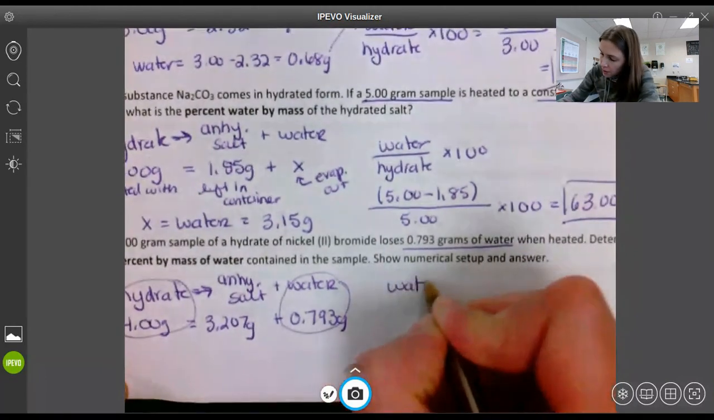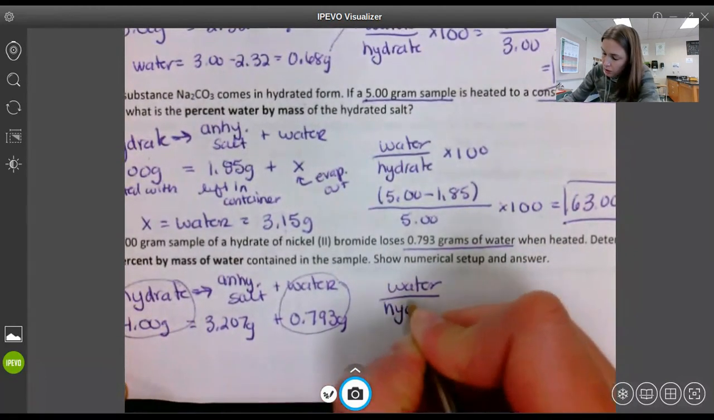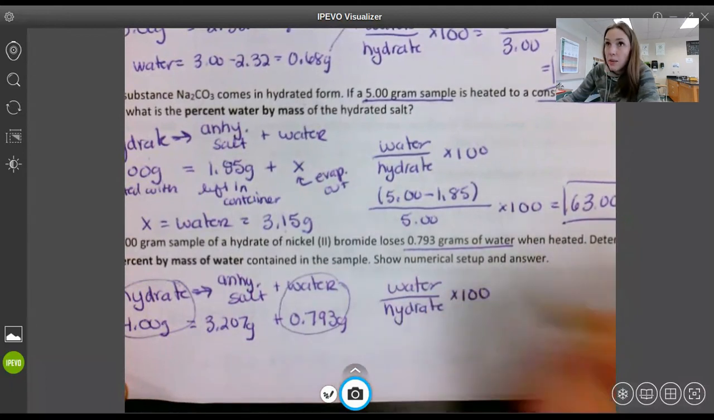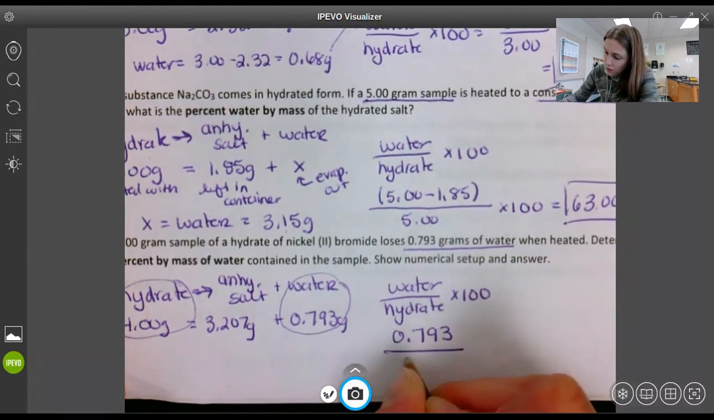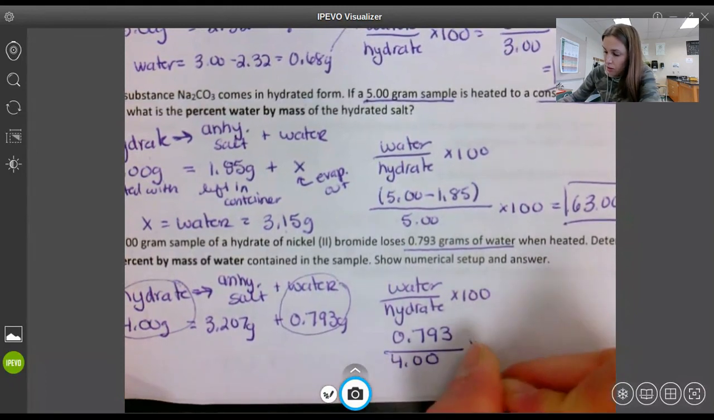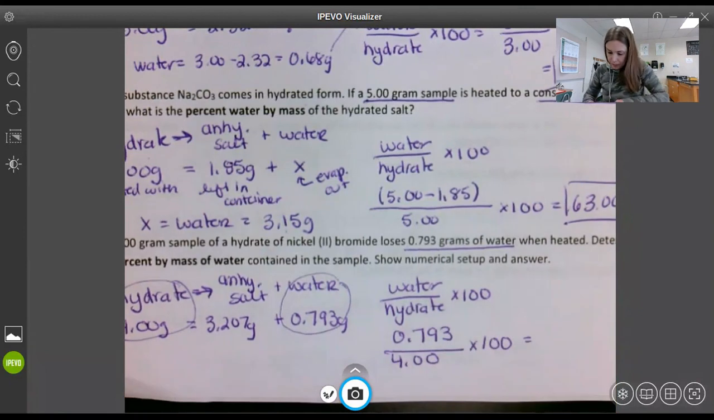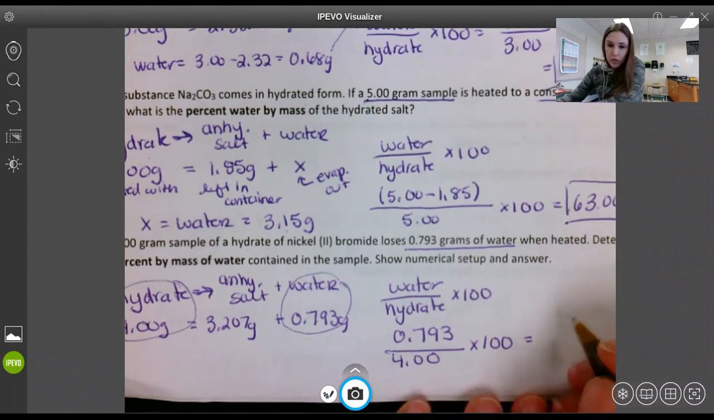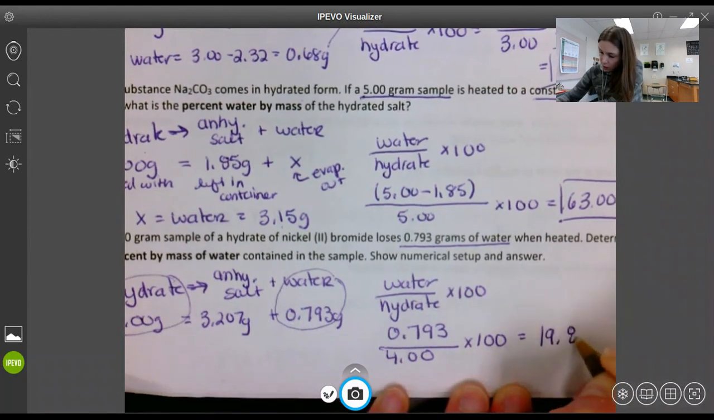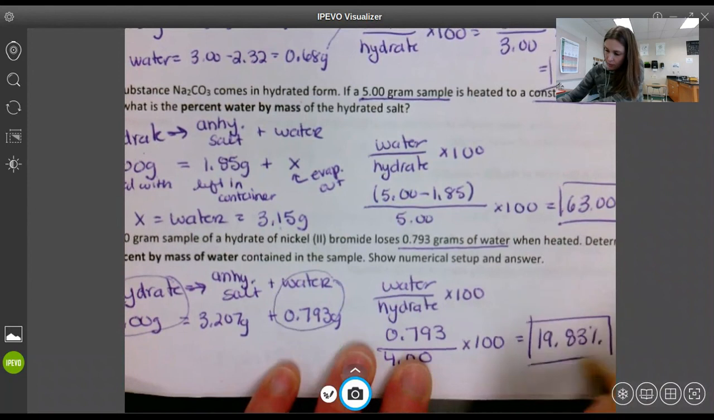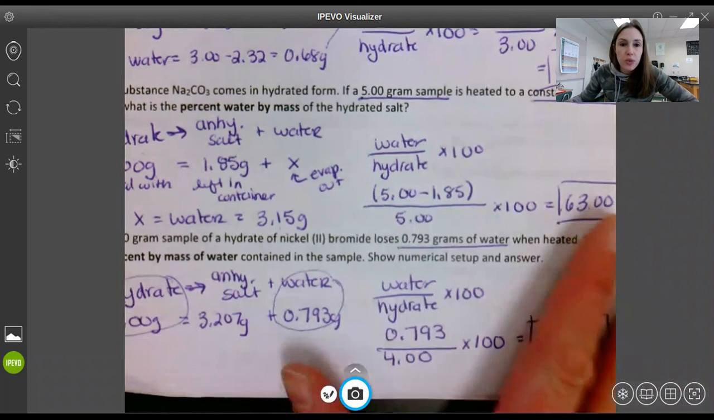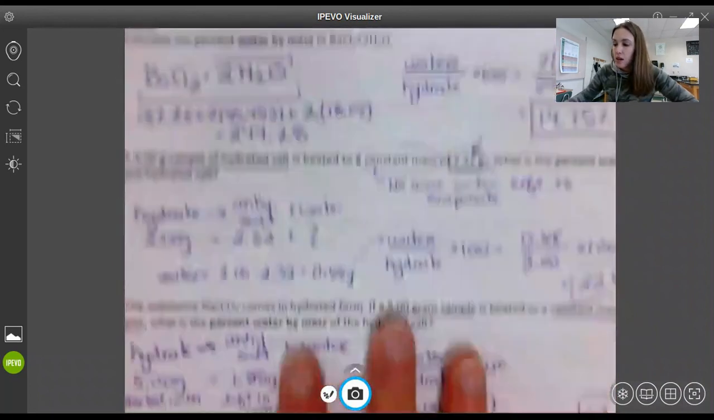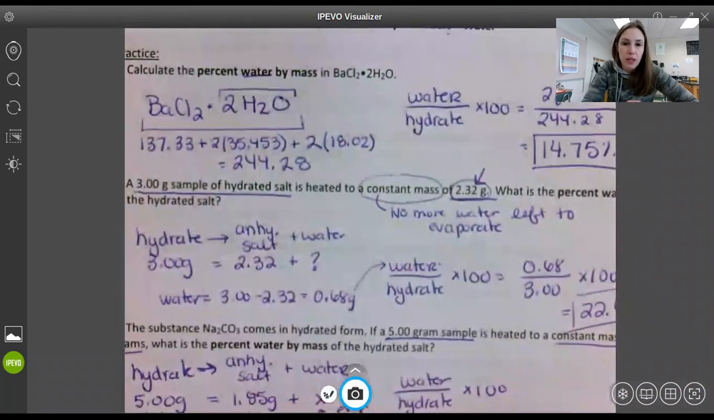Okay, so same thing, I'm going to be doing water, which is my part, over the whole hydrate times 100. So this would be 0.793 divided by 4.00 times 100, which rounding off to the hundredths place would give me 19.83%. Okay. All right, so now you're going to go do some practice. Definitely use your notes to help you figure out the setup of these. And don't forget about how we're using GFMs when we're given the formula.